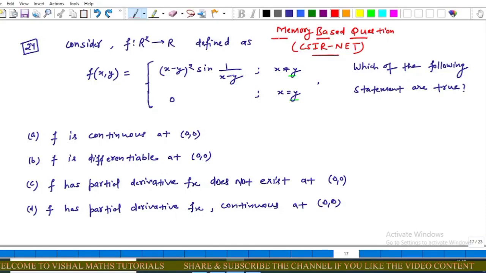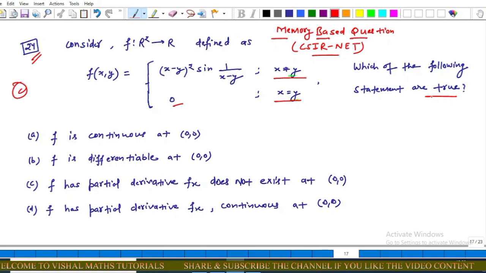Hello everyone. In this video, we will discuss the memory-based question of CSIR NET, question number 24. Question: consider f from R² to R defined as f(x, y) = (x − y)² sin(1/(x − y)) for x ≠ y, and f(x, y) = 0 for x = y. Which of the following statements are true? This question is from part C.